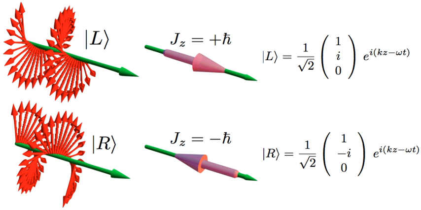In this case, for a single photon the SAM can only have two values, eigenvalues of the SAM operator S_z = ±ħ. The corresponding eigenfunctions describing photons with well-defined values of SAM are described as circularly polarized waves: |±⟩ = (1/√2)(1, ±i).